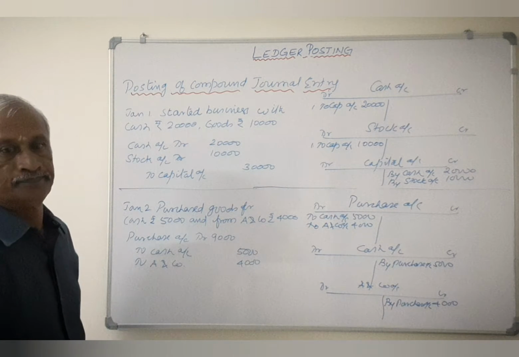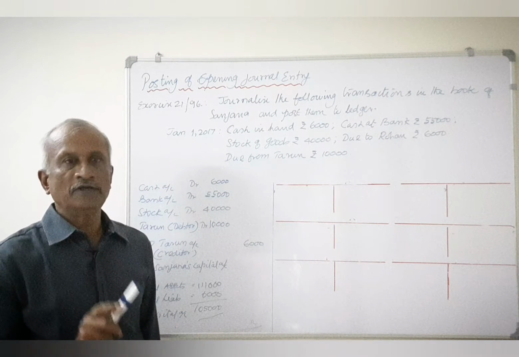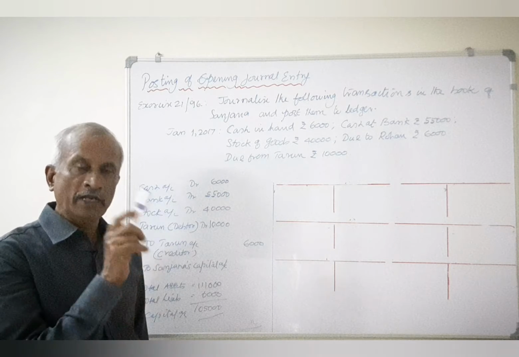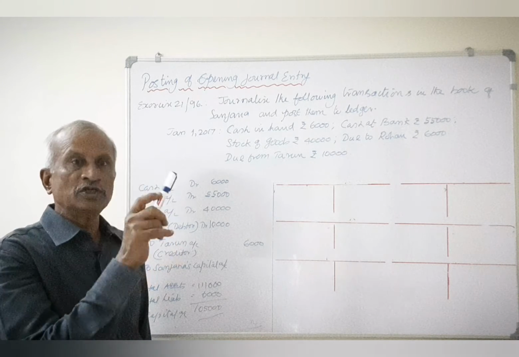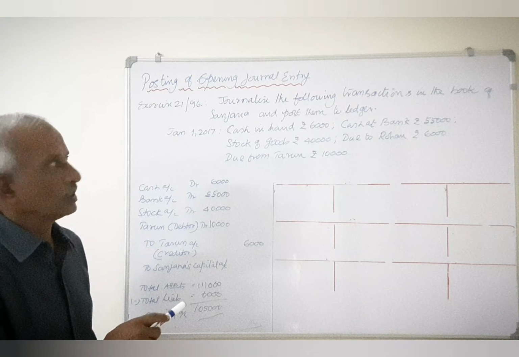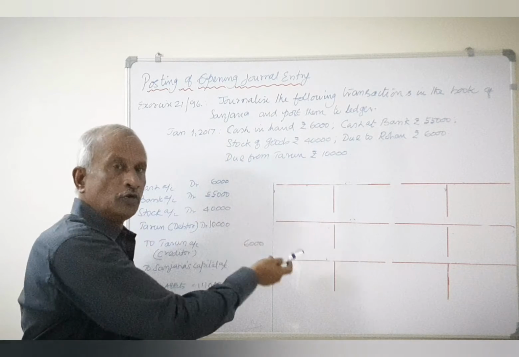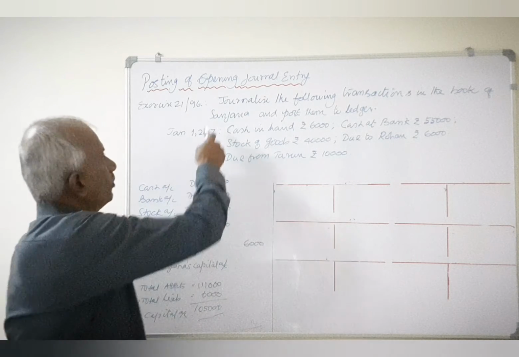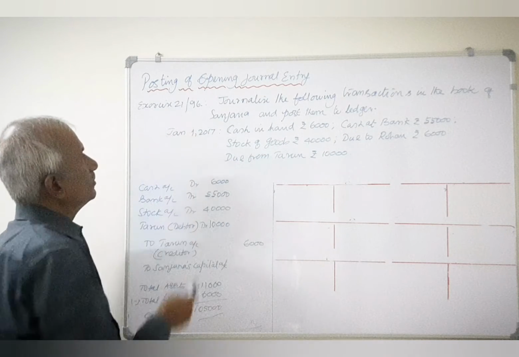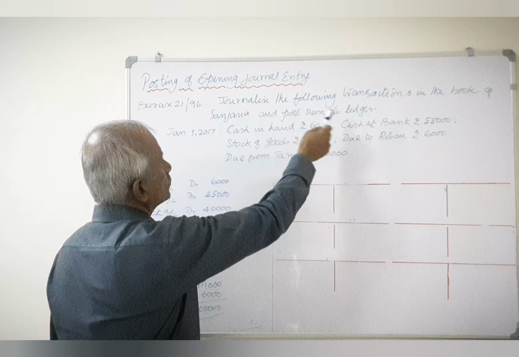That's all. Posting of opening journal entry. What is an opening journal entry? In the case of an existing business, an opening journal entry is made to bring the last year's ledger balances of assets and liabilities into the books of the current year. Now let us see how to post them into the ledgers. For this I have taken an example. This is available in exercise 21, page number 96. Journalize the following transactions in the books of Sanjana and post them to the ledger.